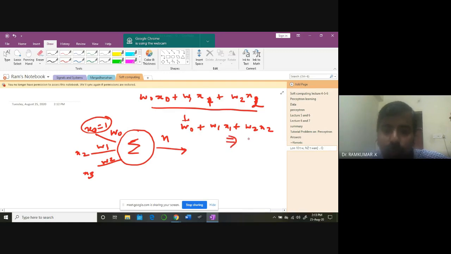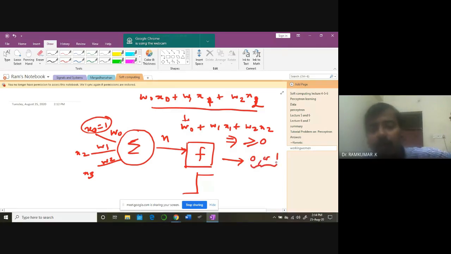When this value is greater than or equal to 0, for the hard limit function we pass it through the hard limit function like this, and we'll get either 0 or 1. That's the hard limiter.